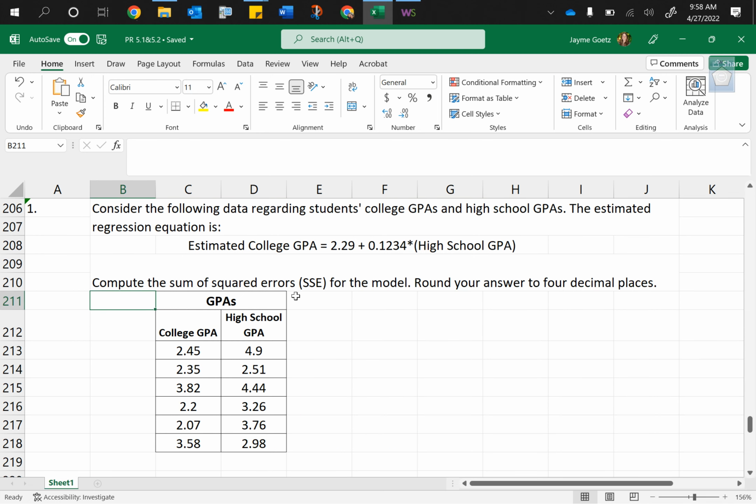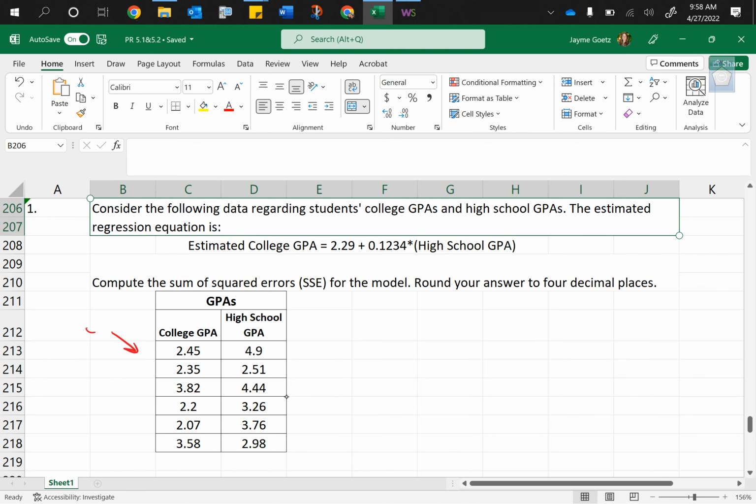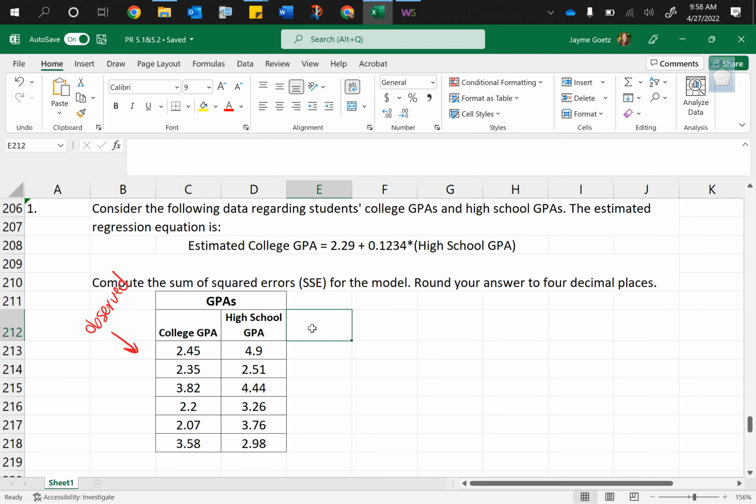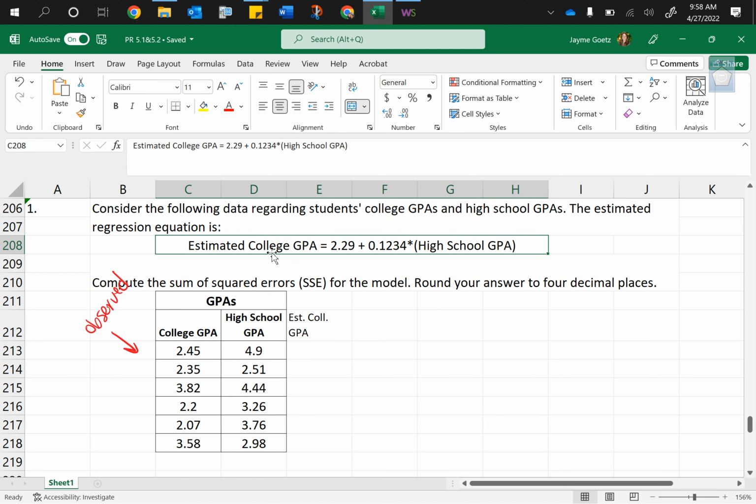To compute the sum of the squared errors, here's what we got to do. The first thing we need to do, we have an observed right here. Do you guys see that? That's what they actually observed. They're saying, we think the higher GPA you have in high school, the better you're going to do in college. And we have this data. Here's all these high school GPAs. Here's all these college GPAs. Now let's use this formula that they told me about to figure out what the predicted or the estimated college GPA was actually going to be. And they tell you how to do that with this formula.